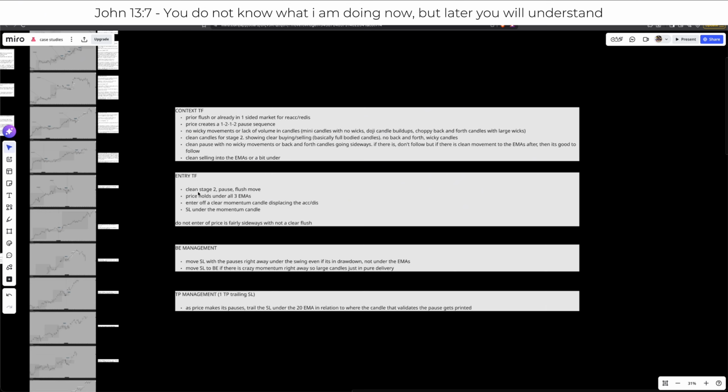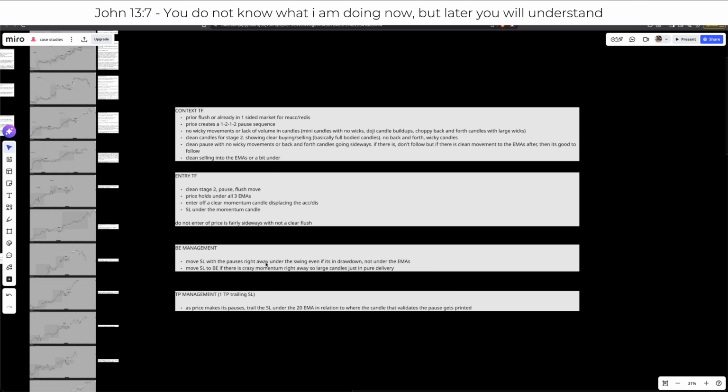For the pause, we need a clean stage 2 pause, flush move. Price holds under all 3 EMAs, enters off a clear momentum candle, displacing the accumulation distribution, stop loss under the movement of the candle. Okay. So we have the clean selling into the EMAs, so that's the pause, and then you have the entry. How am I going to enter on my actual time frame? And then you have your break even.